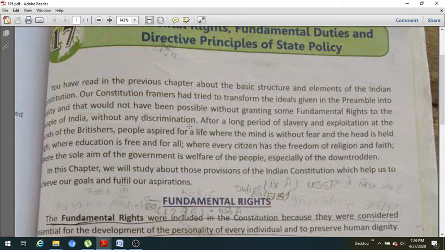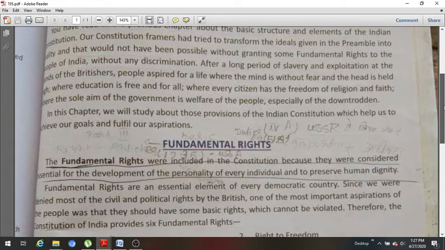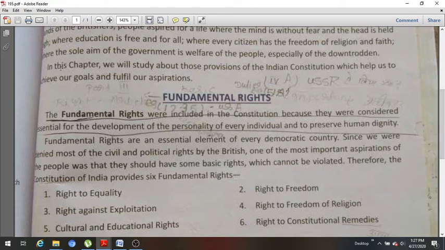So where education is free and for all, where every citizen has the freedom of religion and faith, and where the sole aim of the government is the welfare of the people, especially of the downtrodden. Downtrodden means the poor people, those who are at the lower strata of the society. So every government should try for the welfare of those people. That was the aspiration of the framers of the Indian Constitution. In this chapter, we will study those provisions of the Indian Constitution which help us to achieve our goals and fulfill our aspirations. So we are going to see the details of the fundamental rights.